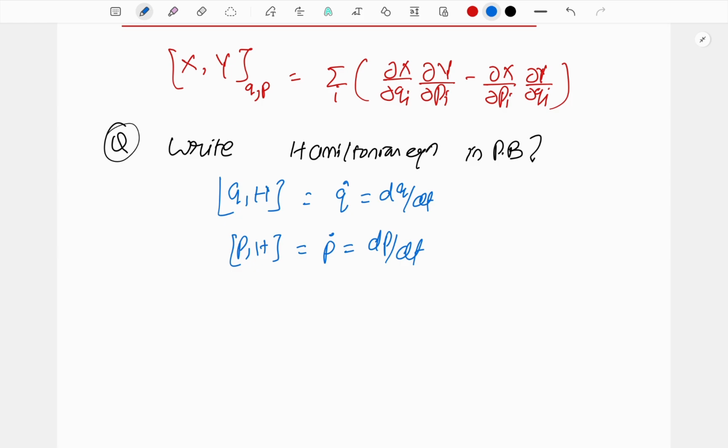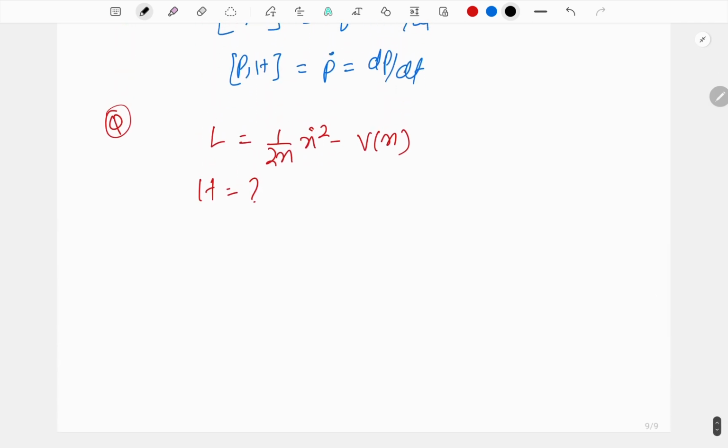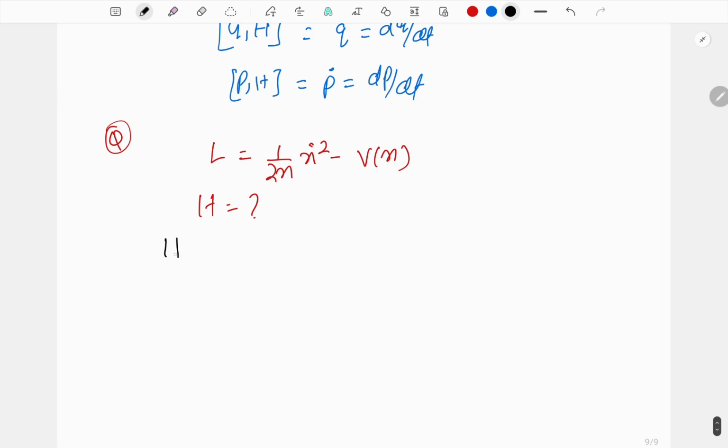Okay, I have one question for you guys. The question is like this: if the Lagrangian of a particle is given as L is equal to 1 by 2 x x dot square minus v of x, you have to find out the Hamiltonian. What will be the Hamiltonian? Let me solve this for you. So what is the formula of Hamiltonian? This is nothing but Pi Qi dot minus Lagrangian. So here the generalized coordinate is only one, that is x. So I can write x dot p minus L, isn't it?